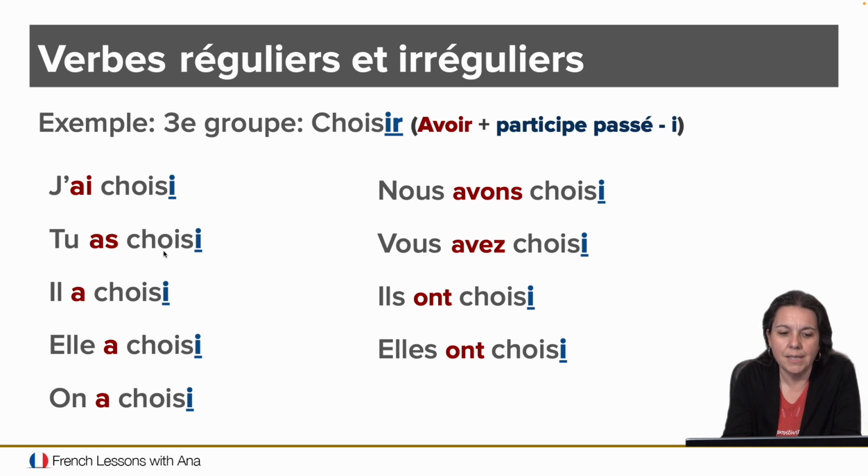Tu as choisi. Il a choisi. Elle a choisi. On a choisi. Nous avons choisi. Vous avez choisi. Ils ont choisi. Elles ont choisi. Okay? So I chose, you chose, he chose, she chose. On and nous both mean we chose, you chose, they, masculine form, chose, and they, feminine form, chose. So that takes care of regular verbs that take avoir as well, okay?